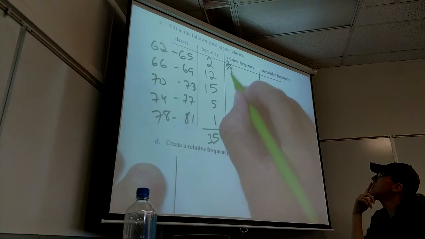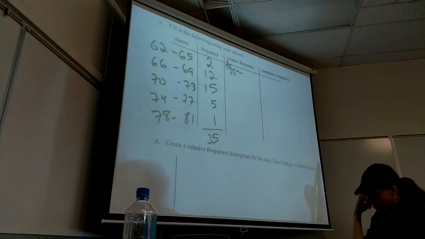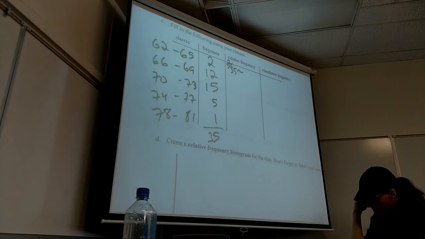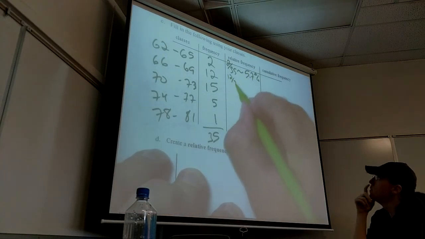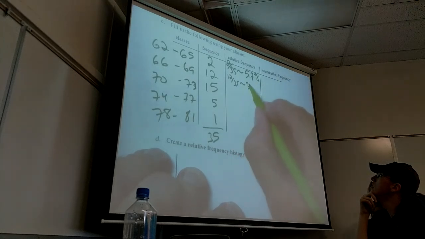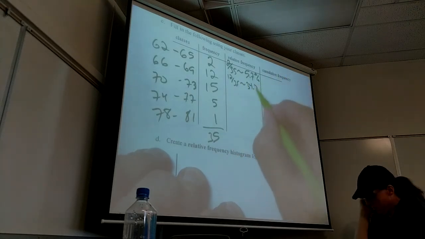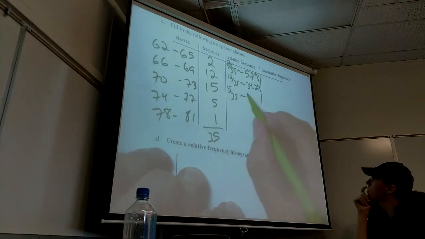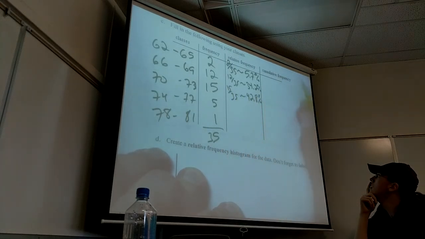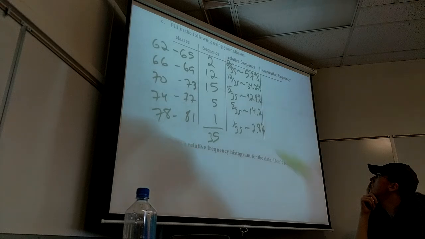Yeah, 2 divided by 35 is about what percent? 5.7. 12 divided by 35. 34.2. 15 divided by 35. 42.8. 5 divided by 35. 14.2. And then 1 divided by 35. 2.8. And if you add up those percentages, what'd you get?